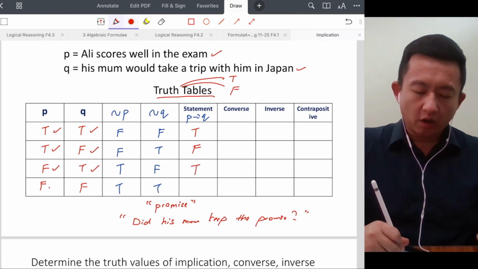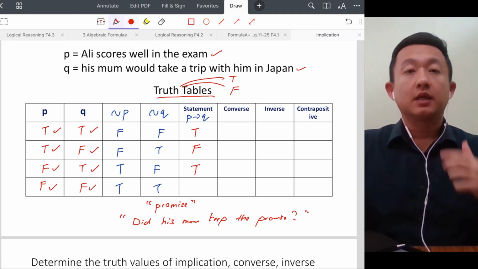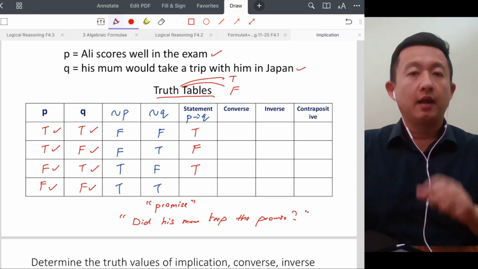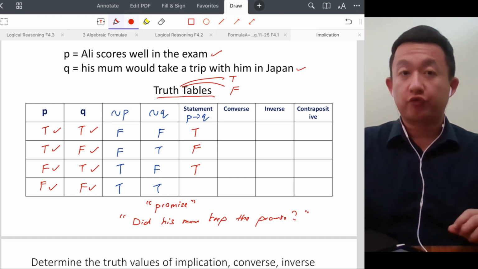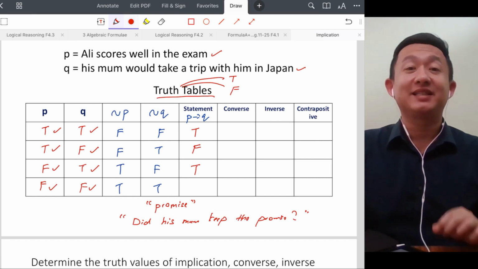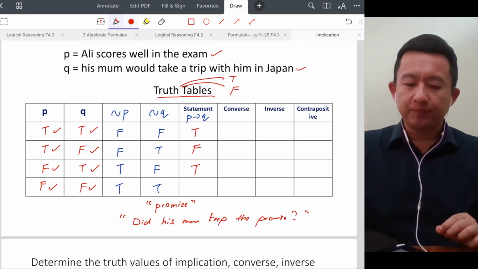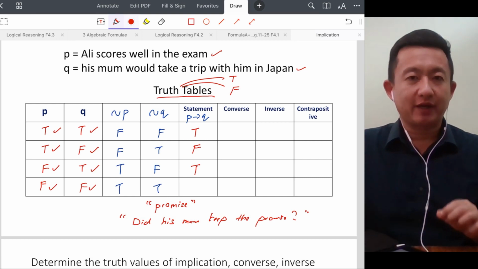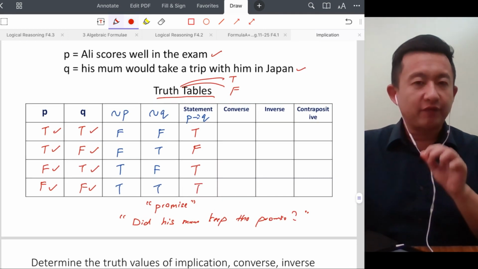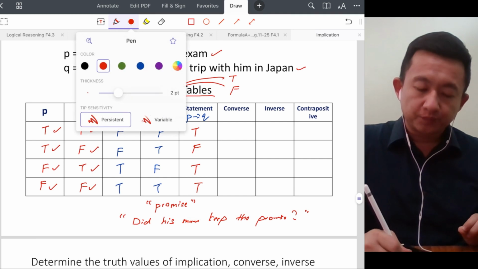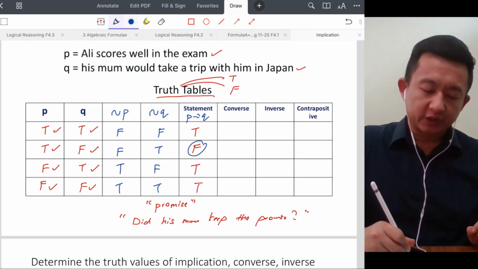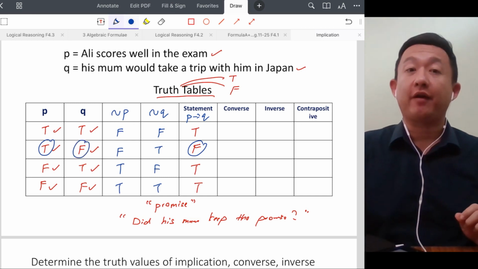And then we go on, false. Ali did not score well in the exam, and the mom did not take him to Japan for the trips. So did the mom keep the promise? Yes, because since Ali did not score well in the exam, she can choose not to bring him to Japan. So true. So when you observe the output truth values, you realize that the only case where we have false is when we have T followed by F.